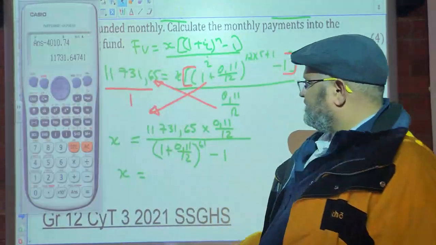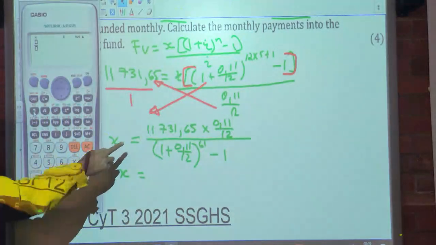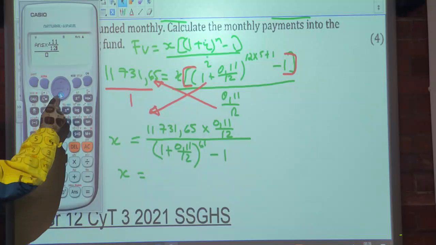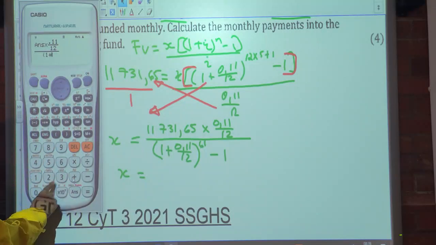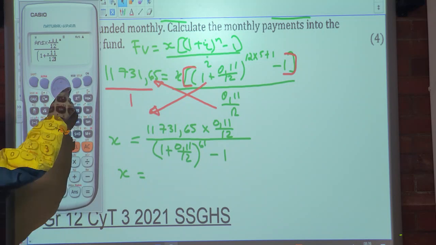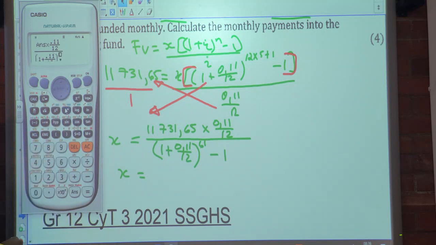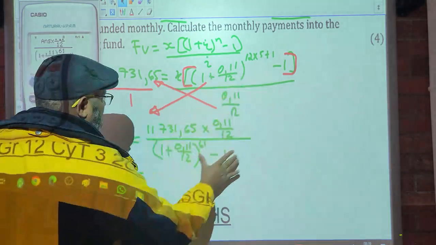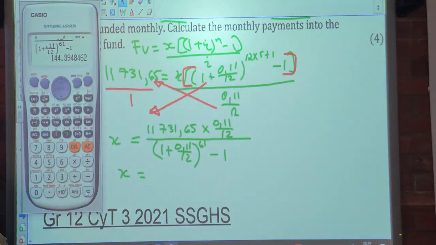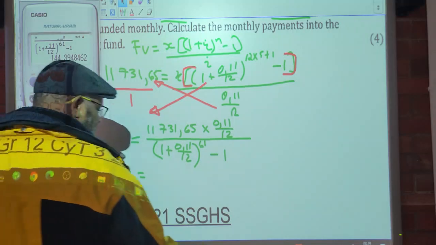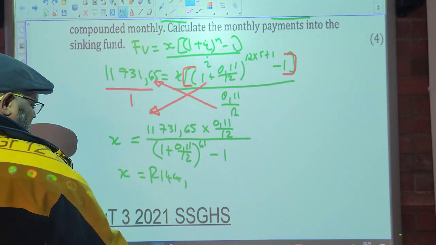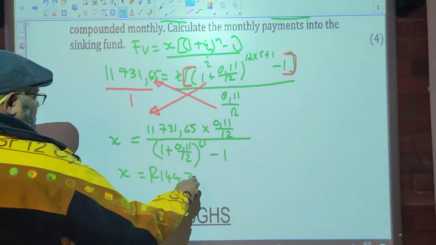Your monthly installment now works out to be, that's the last answer calculated, multiplied by 0.11 over 12, and this all over 1 plus 0.11 over 12 to the exponent 61, that's minus 1. I don't need this bracket because there is nothing being multiplied. Is that correct? Seems very low. Because the interest is high. Okay, but anyway, it's 144 Rand and 39 cents.